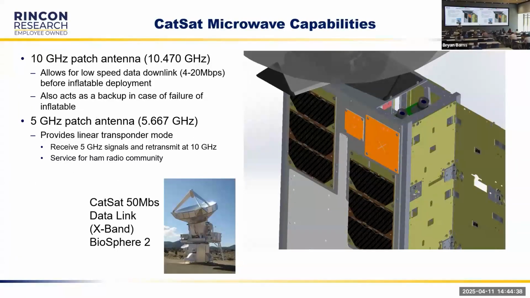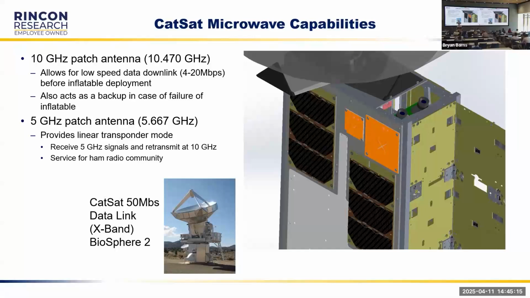Getting into the specifics, all scientific data from CatSat is downlinked over our patch antennas or through our X-band link, and there are two ways to get data down from our X-band link. The first of those is through a low data rate 10 gigahertz patch antenna, which was the small one, and that's usually 4 to 20 megabits per second. The other way is the inflatable antenna, which is yet to come up. We're planning that for very soon.